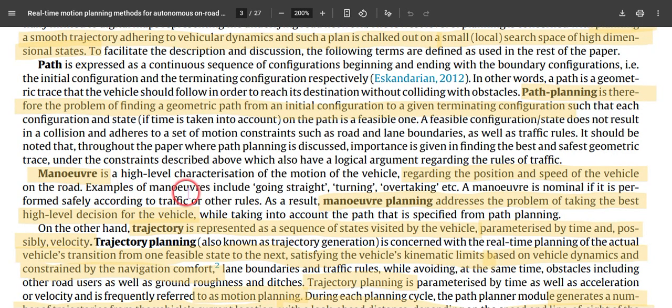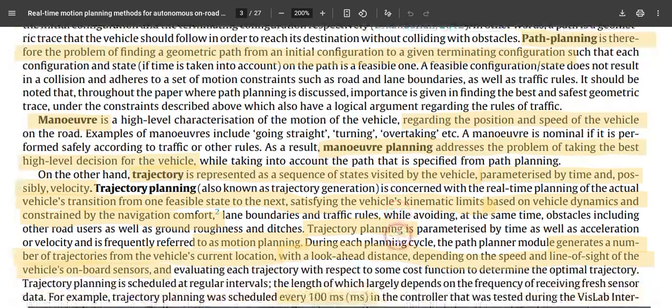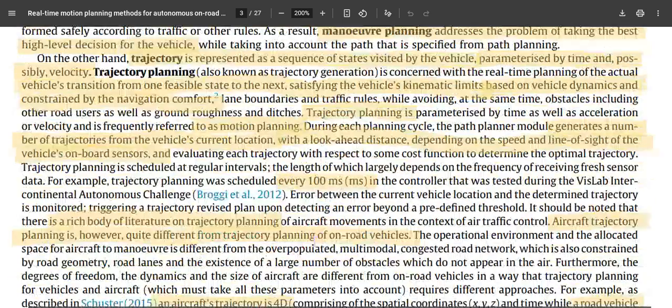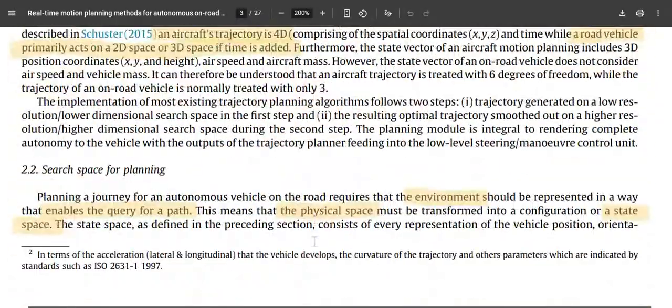And what does maneuver mean? What does maneuver planning mean? Maneuver planning is nothing but behavior planning, like what are the best decisions you can take based on the situations surrounding the autonomous vehicle. And finally, trajectory planning, the local path planning, is represented as a sequence of states visited by the vehicle, and it can be parameterized or non-parameterized, parameterized both in time and space, or parameterized in the action space like velocity and steering angle. So these are some of the terminologies covered in this paper.